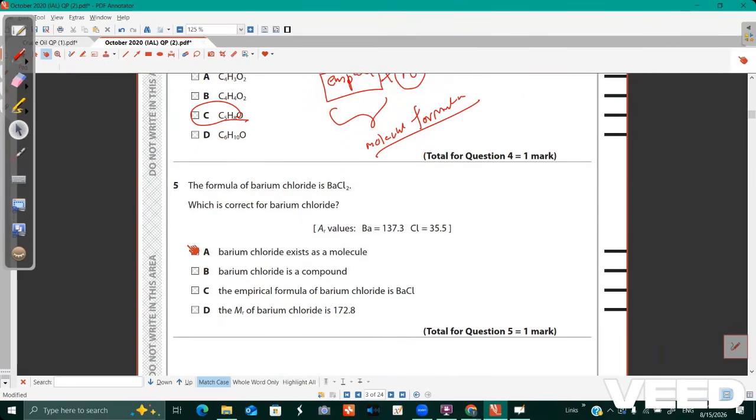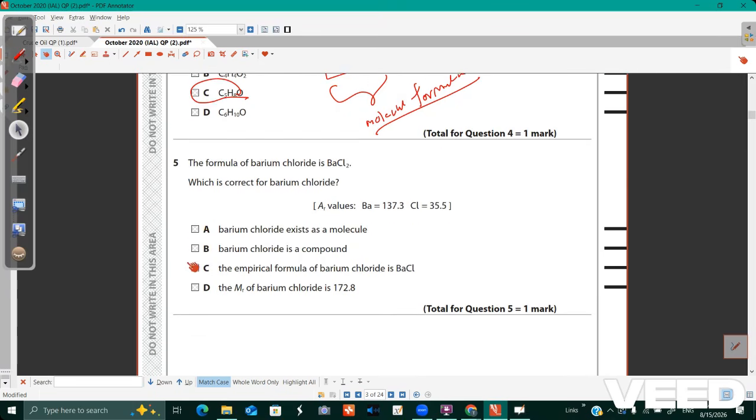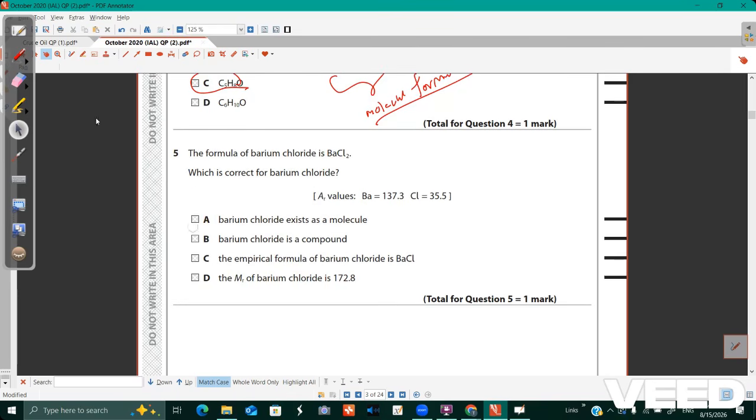Which is correct for barium chloride? Barium chloride is given. Barium chloride exists as a molecule. No, it's an ion, right? Ionic lattice. Wrong. Barium chloride is a compound. Yes, you can consider it a compound because it is made out of more than two different types of atoms.